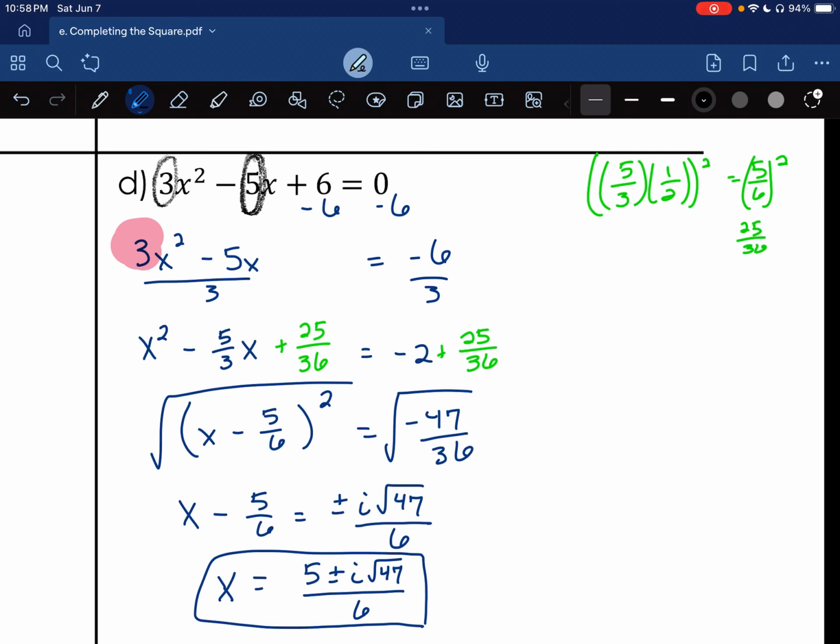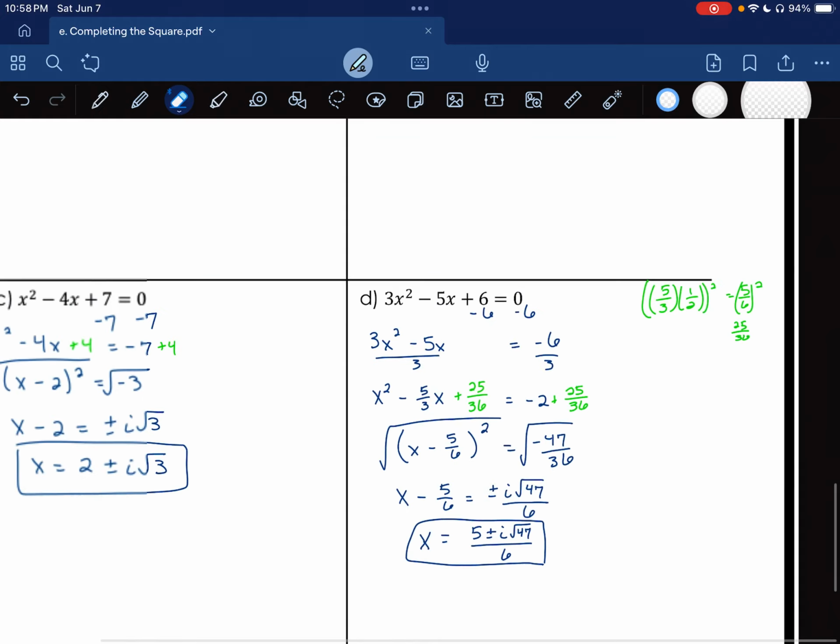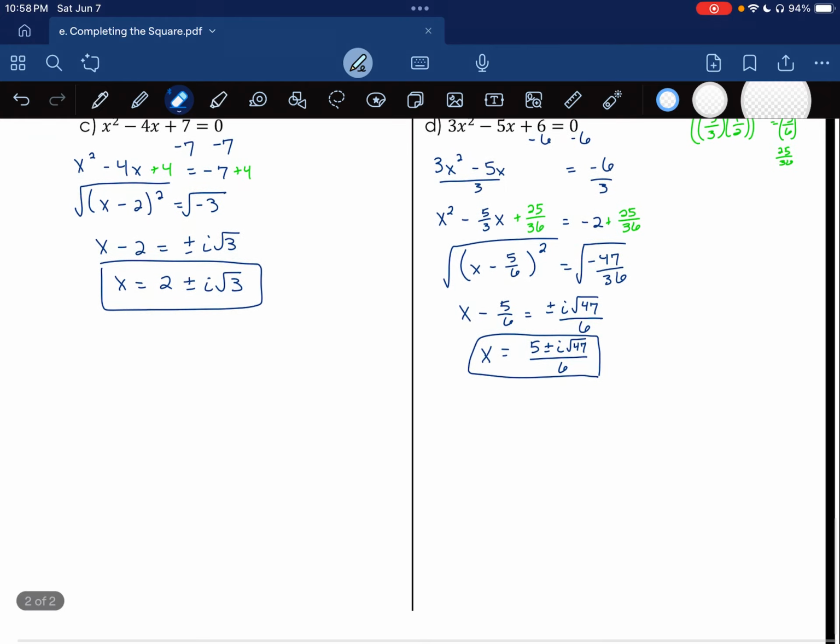All right, so there's that. I hope that this was informative and now you're feeling so much more confident in your ability to solve quadratics by completing the square.